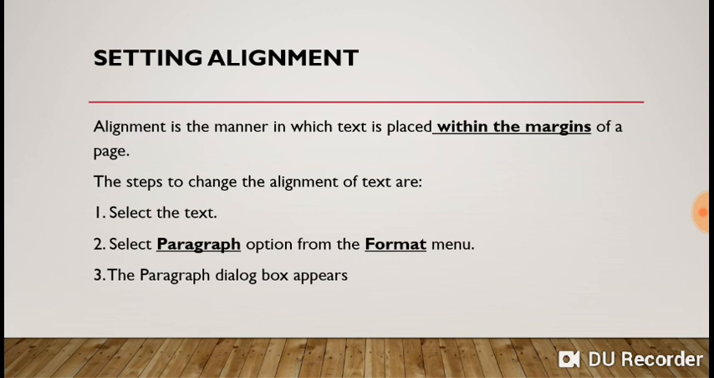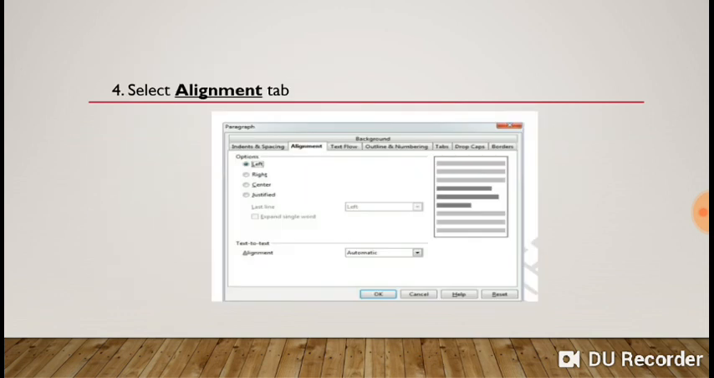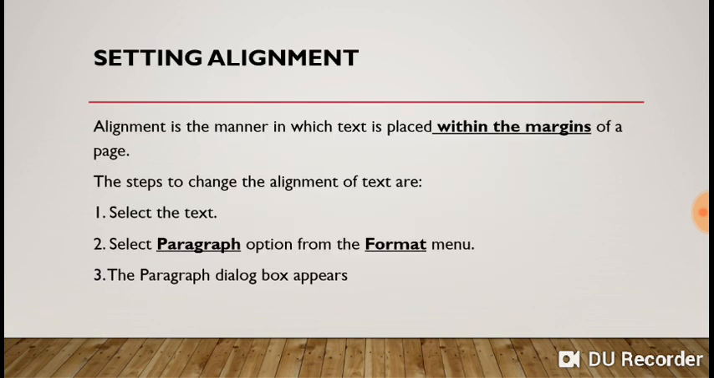Next, setting alignment. Now, what is alignment? Alignment is the manner in which the text is placed within the margins of the page. You can see at the left hand side and the right hand side there is a margin, and to the left or to the right you want to set your text according to your requirement. We can set it by alignment.